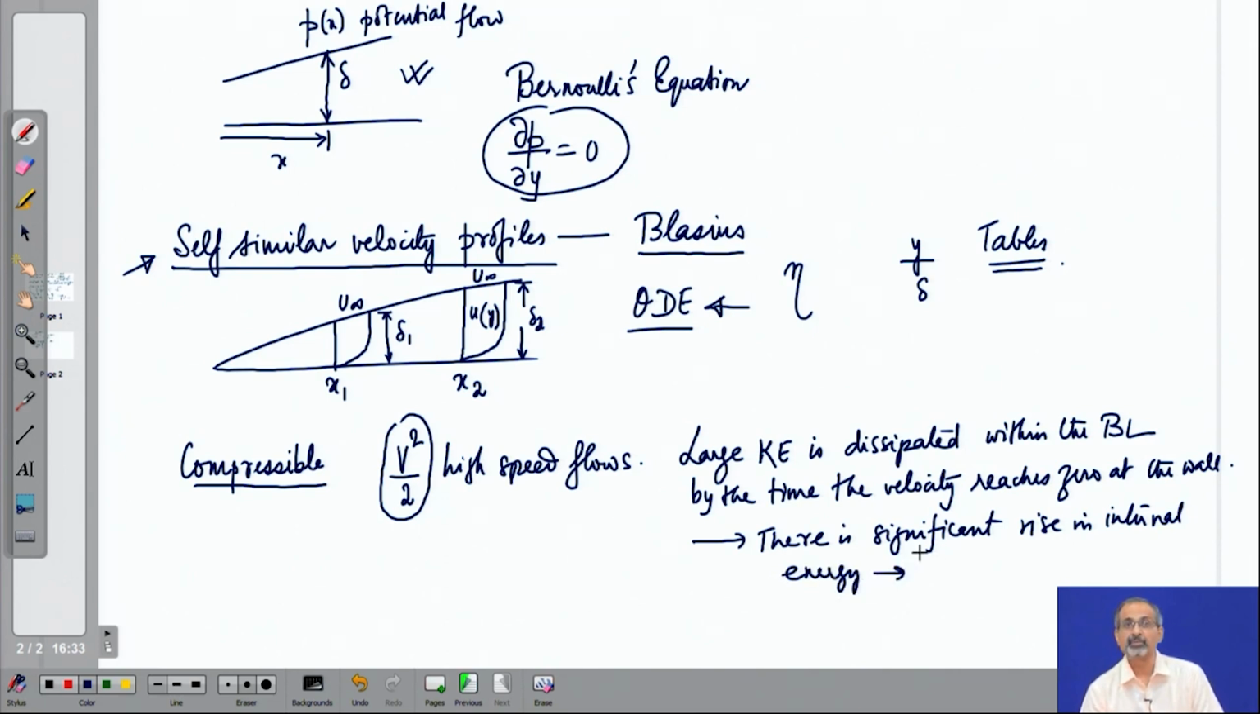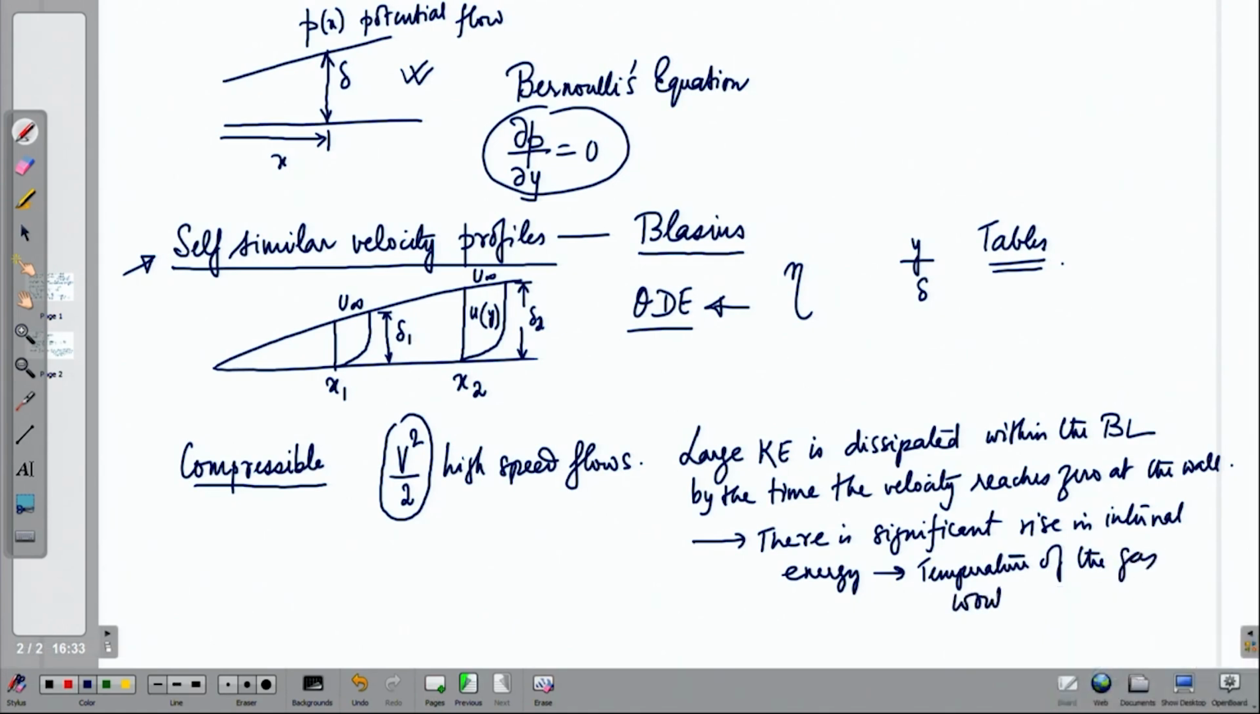That means the temperature of the gas would rise significantly. This is one of the major factors which distinguishes compressible boundary layers from incompressible ones.